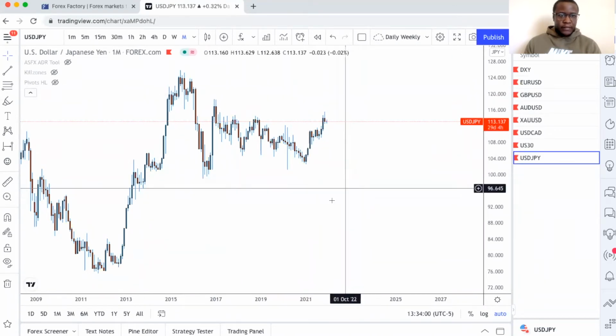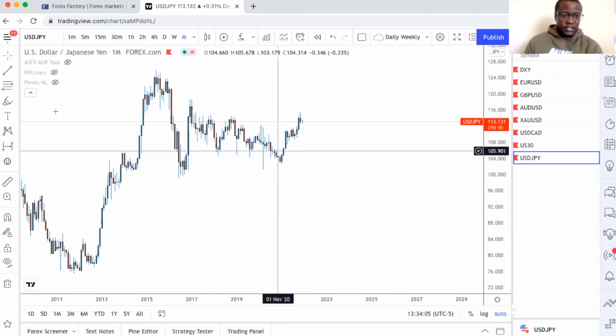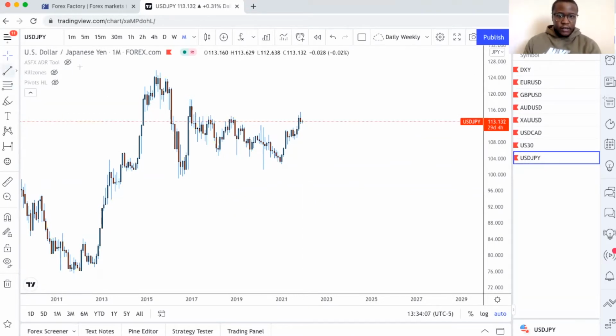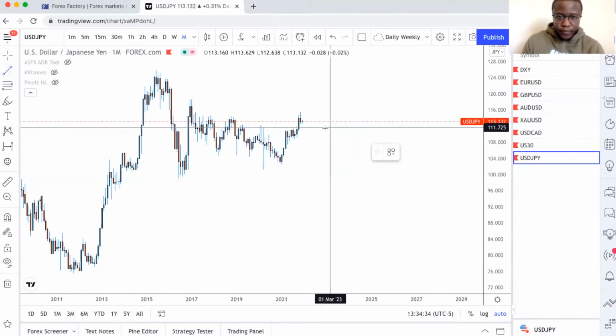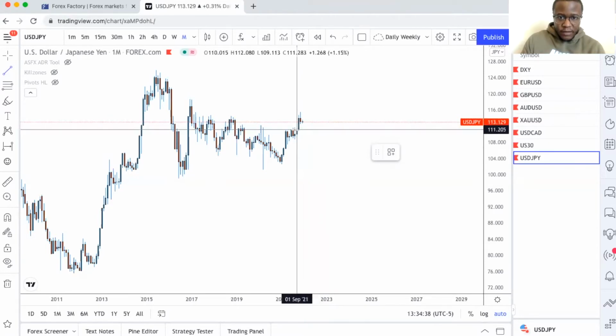So what do we have here on this USD JPY? Right now, you clearly see we're in a long-term range. So what I'll do first is mark off key levels to where the market could trade to. So first thing I see is this level right here. I'll mark this off. It's a down candle, so I want to mark that off.